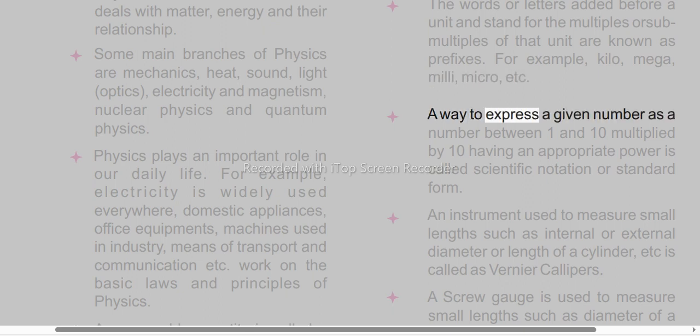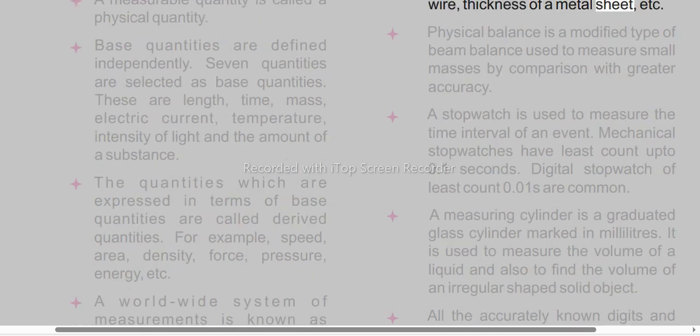A way to express a given number as a number between 1 and 10 multiplied by 10 having an appropriate power is called scientific notation or standard form. An instrument used to measure small lengths such as internal or external diameter or length of a cylinder, etc. is called vernier calipers. A screw gauge is used to measure small lengths such as diameter of a wire, thickness of a metal sheet, etc.